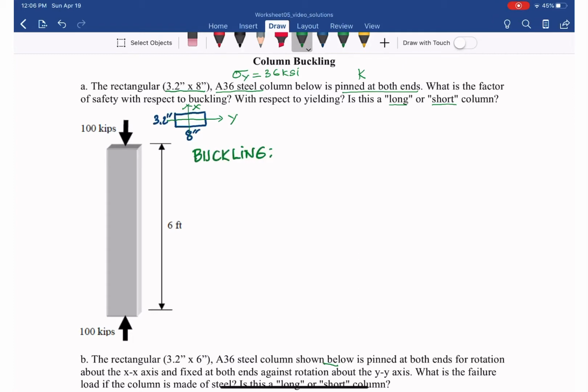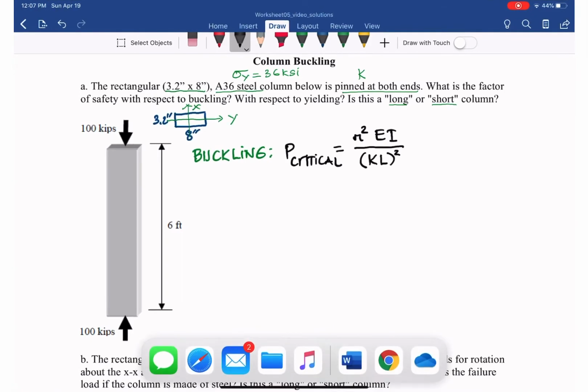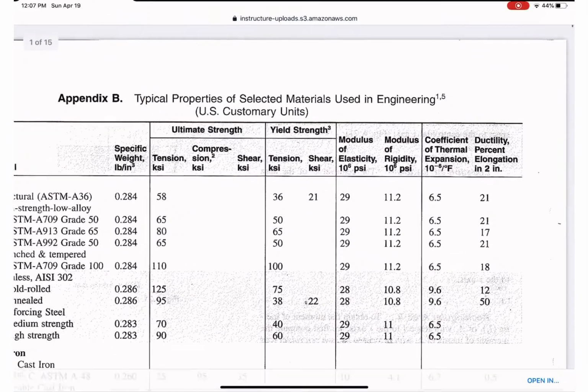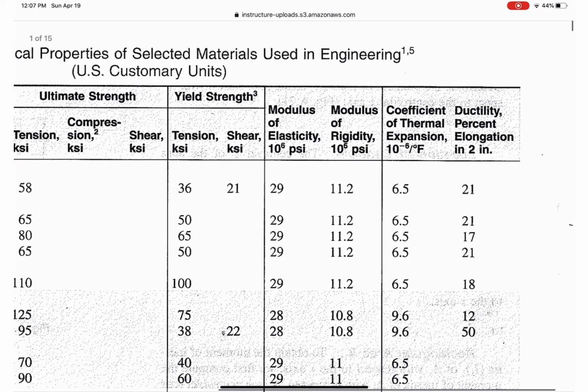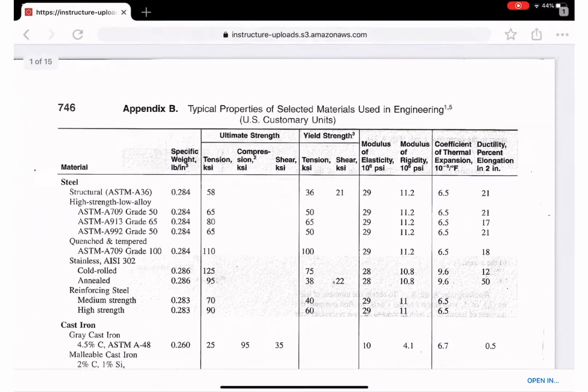For buckling, we have the critical load, P critical, equal to pi square EI over KL square. And what is E for the steel? E is the material property. We already know that for steel A36, E, the modulus of elasticity, is 29 times 10 power 6 psi, or 29,000 ksi, kips per square inch.